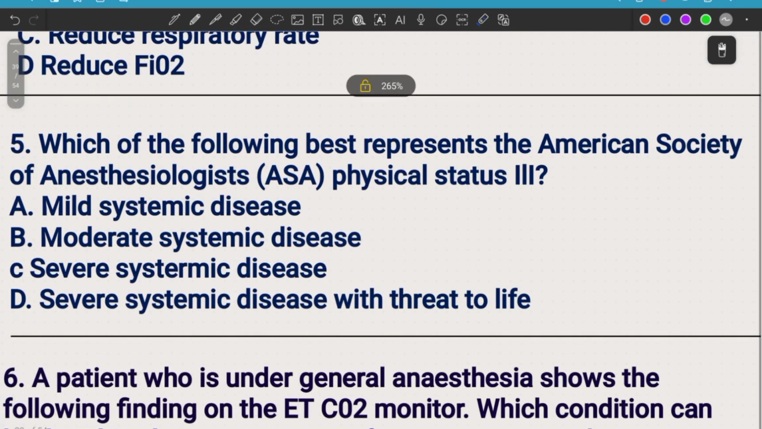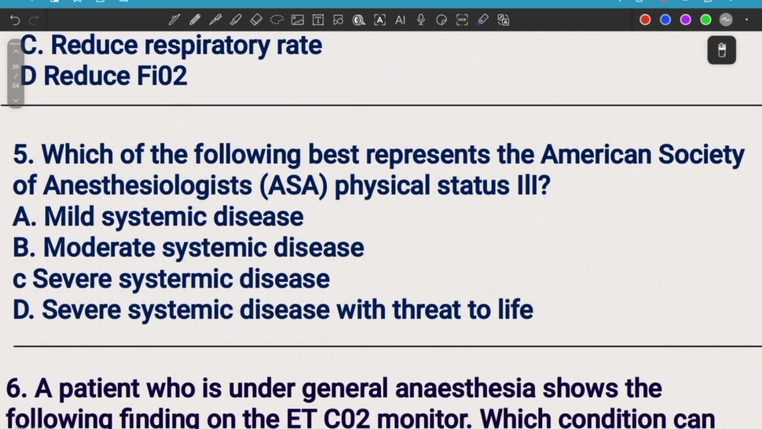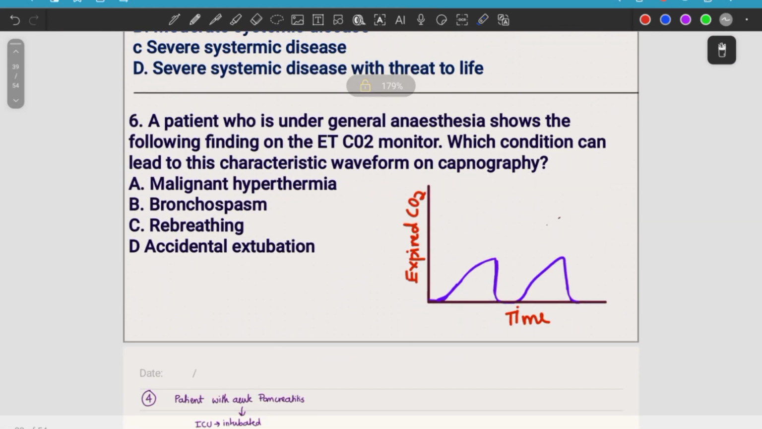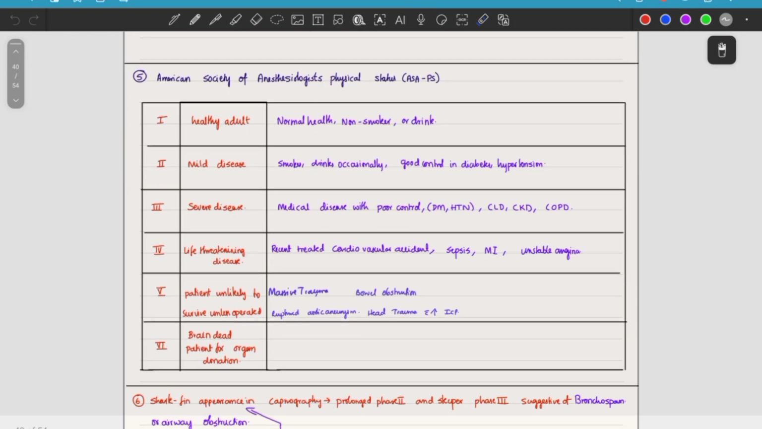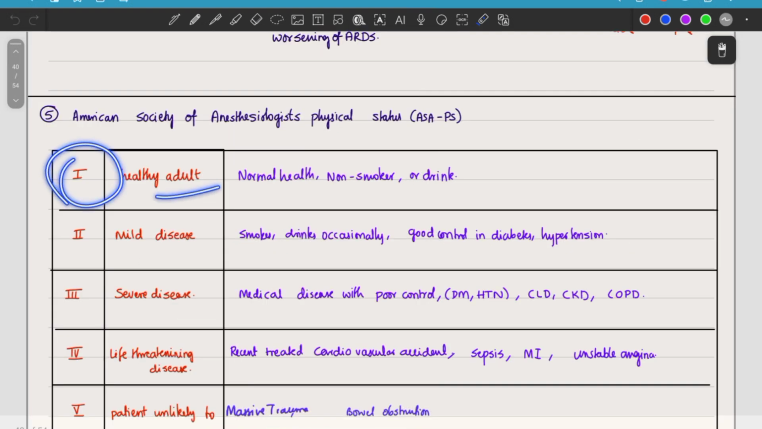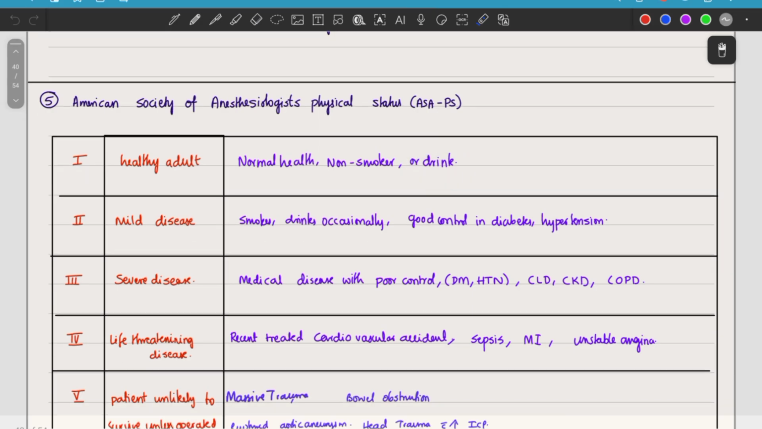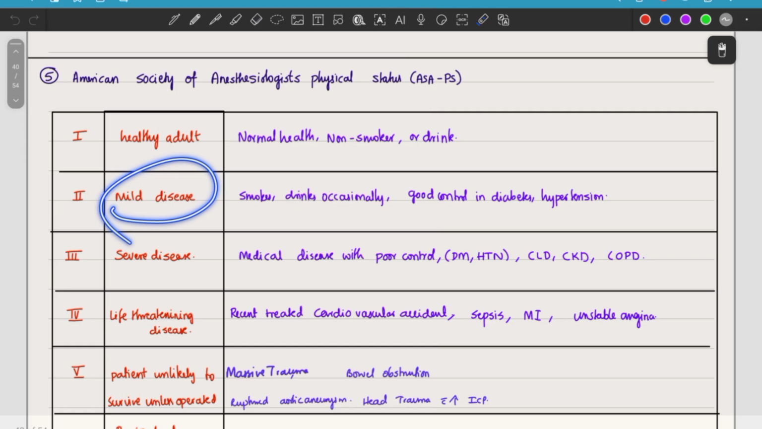Fifth one, which of the following best represents the American Society of Anesthesiologists physical status 3? Let's see the criteria once. ASA 1 is the healthy adult, normal health, non-smoker, or he will not drink. Sometimes the occasional drinker also can be taken as a healthy adult only. But mild disease is considered as 2. He smokes, drinks occasionally. You can consider either of these, but he should be healthy in this one.